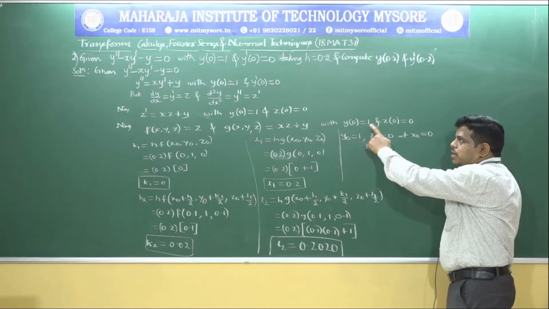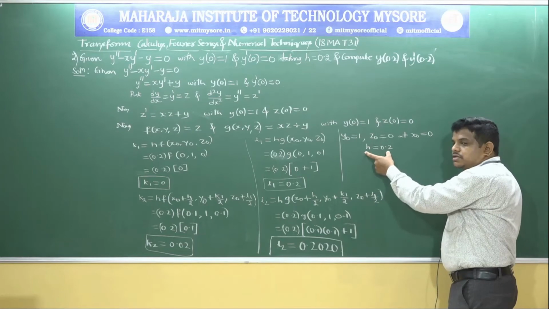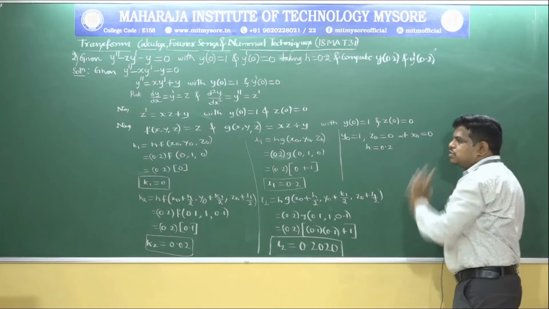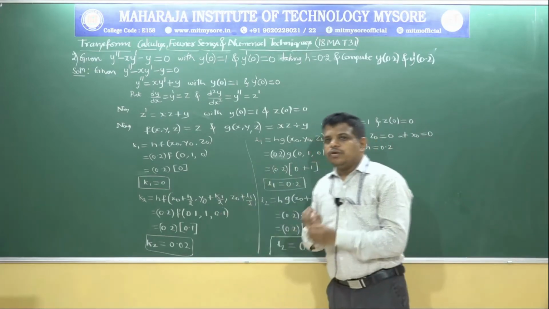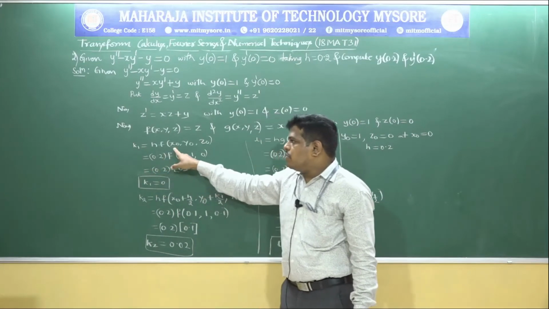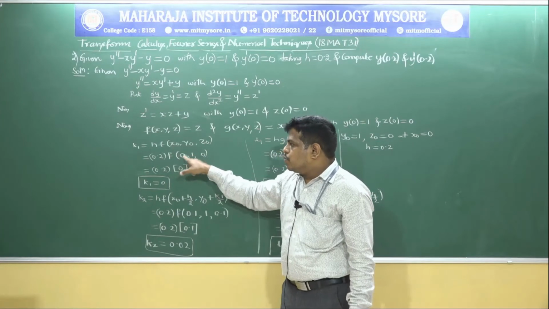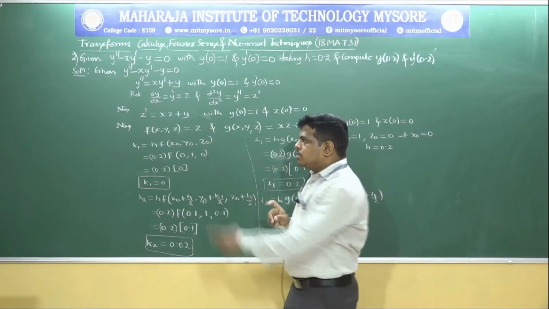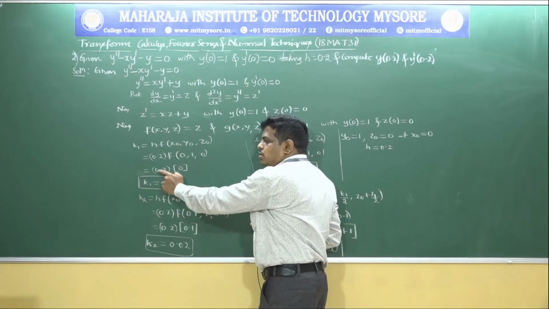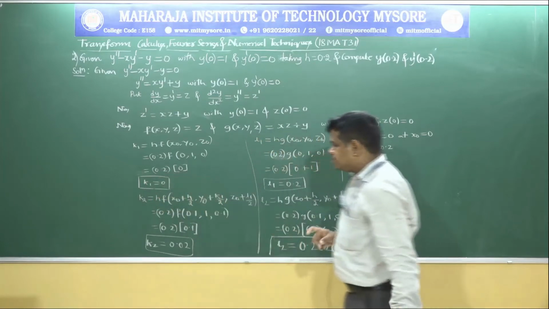Here y naught equals 1, z naught equals 0, next x naught equals 0. Given h, the step length is 0.2, that is your given question, h equals 0.2. Now we need to compute k1, l1, k2 and l2. k1 is given by h into f of x naught, y naught, z naught. Here x naught value is 0, y naught is 1, z naught equals 0. Since f of x comma y comma z is z, here z value is 0, 0.2 into 0 becomes 0. Thus k1 value is 0.